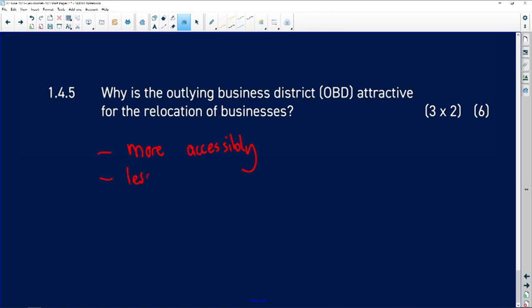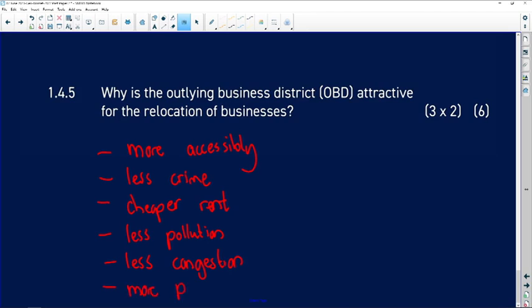Less crime. Okay, cheaper rent, because we've seen on the graph that the CBD is still the most expensive in land value. Okay, we can also mention less pollution, less congestion, and especially people going to work, more parking. So just make overall life so much easier.